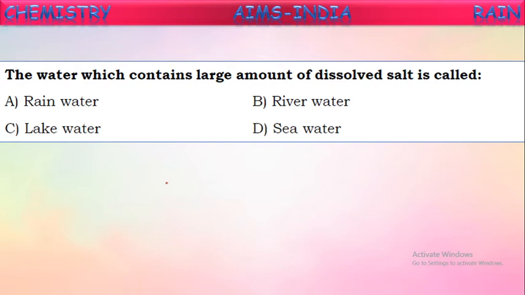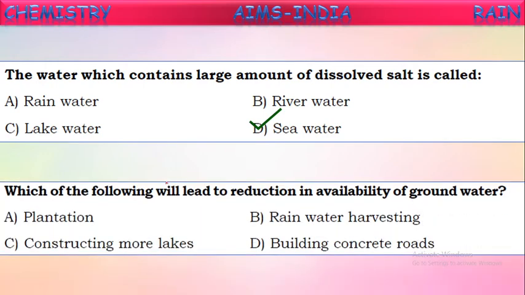Sea water has large quantities of salt. That is why we say sea water is not useful for consumption. We cannot drink that water. We cannot even use it for domestic purposes, because it contains large quantities of salts. Okay, sea water is the most impure, you can say.